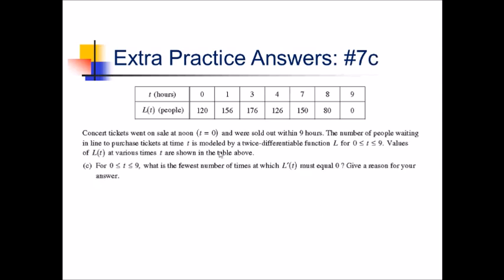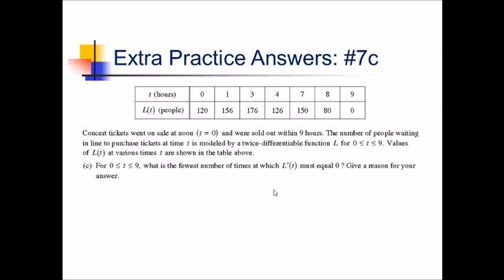For this problem, we're trying to find out between time 0 and 9, the fewest number of times L prime must equal 0, and then give a reason for the answer. So figuring out the answer, the number of times, isn't too bad. It's the explanation that can get a little tricky here.